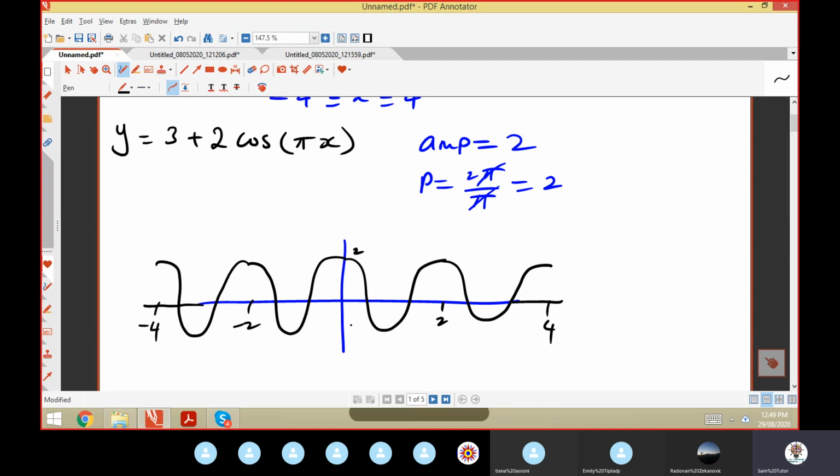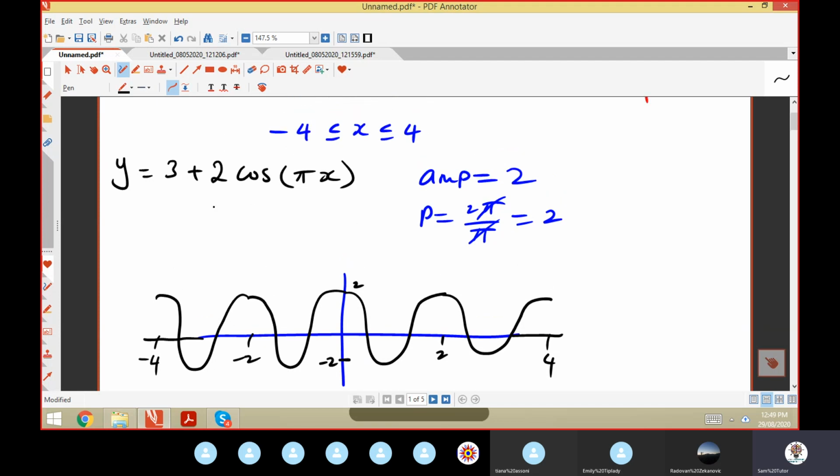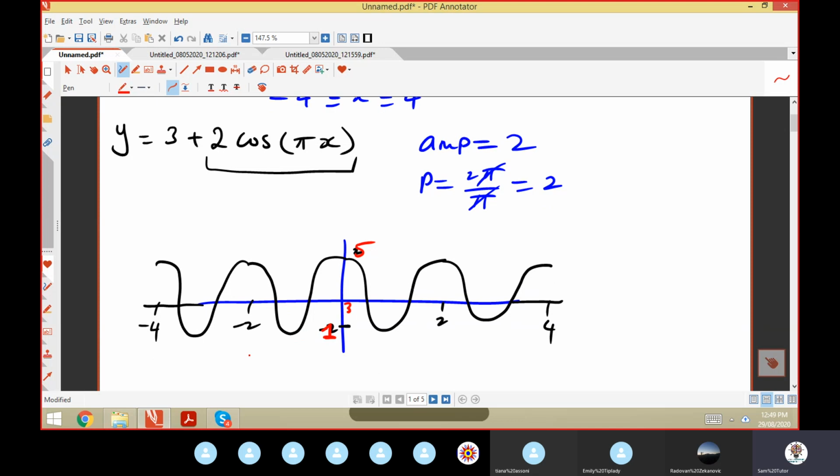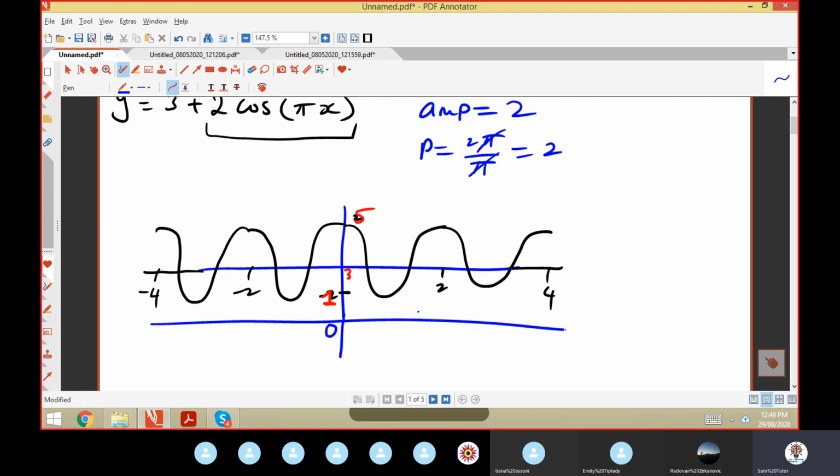You guys said it's 2, so there's 2, and there's minus 2. Do we agree with that so far? For this, that's 2 cos pi x. And then very easy now, I'm going to plus 3. Plus 3. So that means this number now is no longer at 2. It is 5. This number is no longer at 0. It is at 3. This number is no longer at negative 2. It is at 1. And then obviously your new axis is this. 0. And there you go.